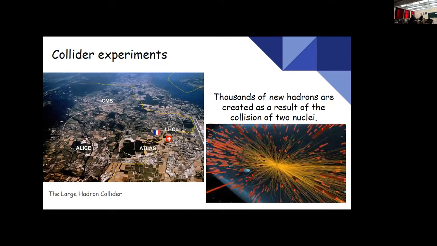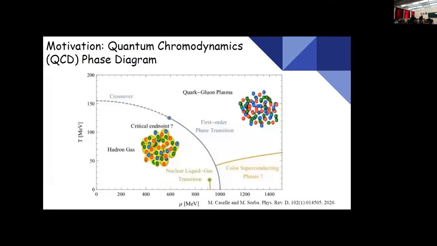It is the Large Hadron Collider, and there people accelerate particles, usually protons or very heavy nuclei like gold or lead, up to almost the speed of light, and they collide. As a result of these experiments, we see something like this: tracks of a lot of new particles that weren't inside the initial nuclei. So one of the goals of these experiments is the study of the phase diagram of QCD.